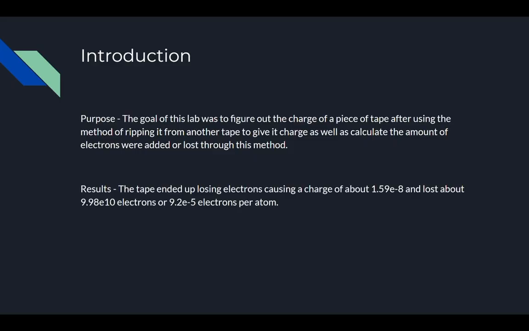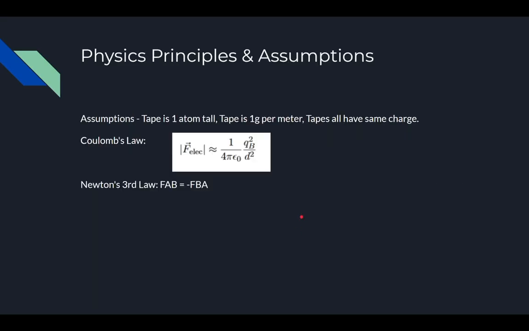The results were that the tape ended up actually losing electrons, causing a charge of about 1.59 times 10 to the negative 8, and lost about 9.98 times 10 to the 10th electrons, or about 9.2 times 10 to the negative 5th electrons per atom.